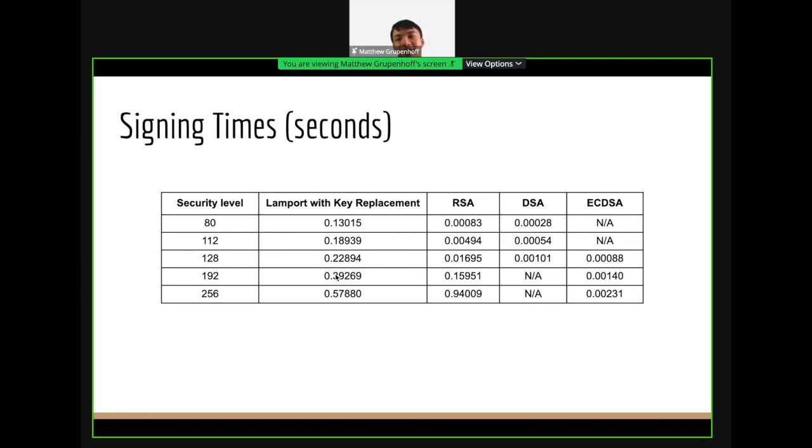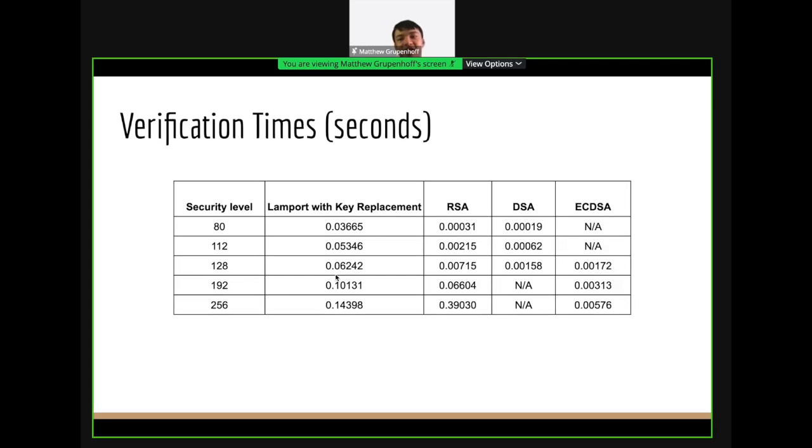It's pretty clear that Lamport is slower than schemes like RSA and DSA and ECDSA. But it's pretty clear as well that once the security grows enough, it actually becomes faster than RSA, which means none of these times are super unreasonable for signing.